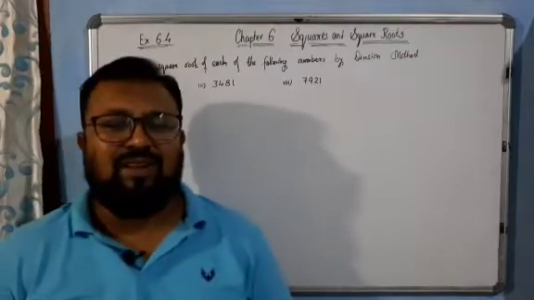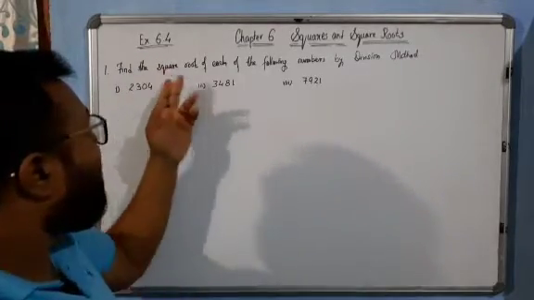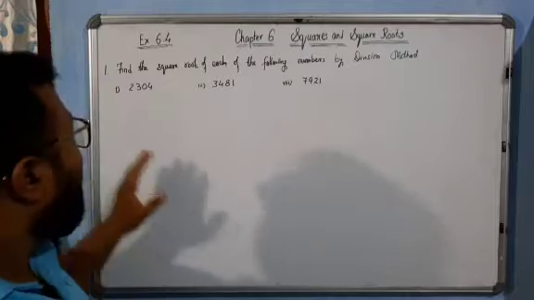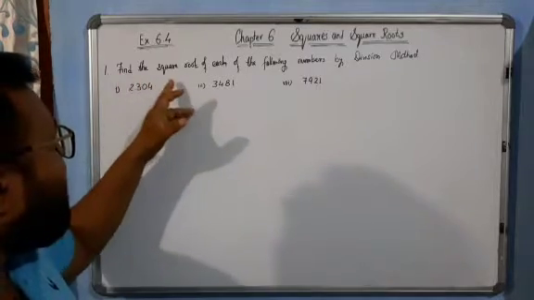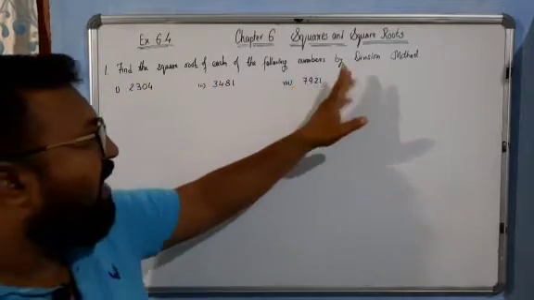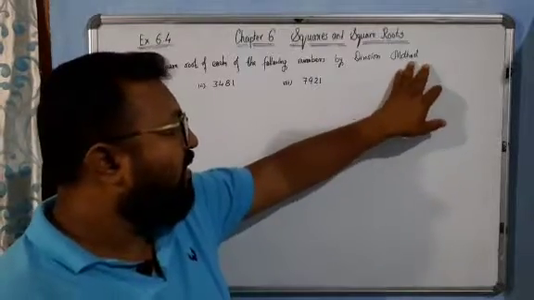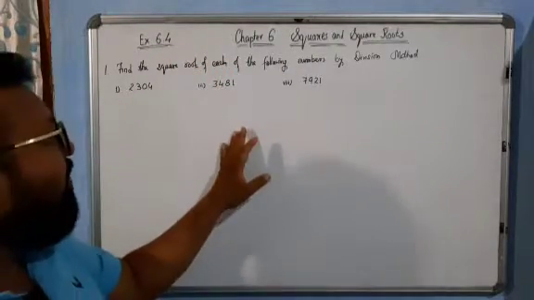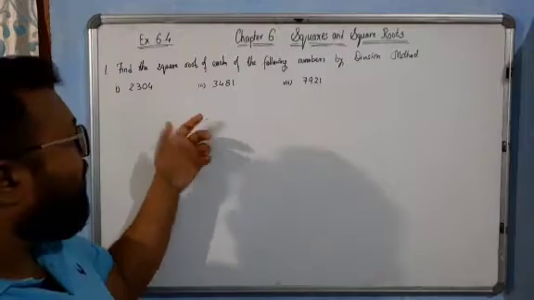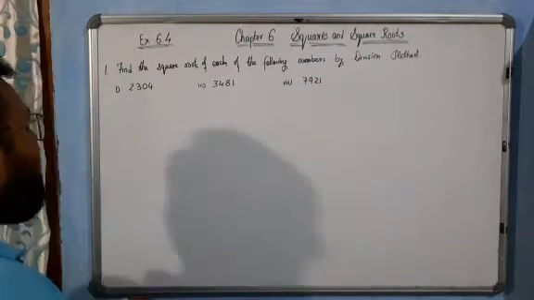Hello students, now come to the next exercise 6.4 of this chapter, square and square root. In the first question we have to find the square root of each of the following numbers by division method. Now in this exercise we will try to find the square root by division method. Let's see how we will do this one.